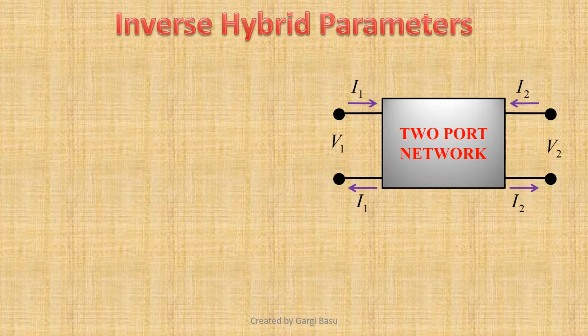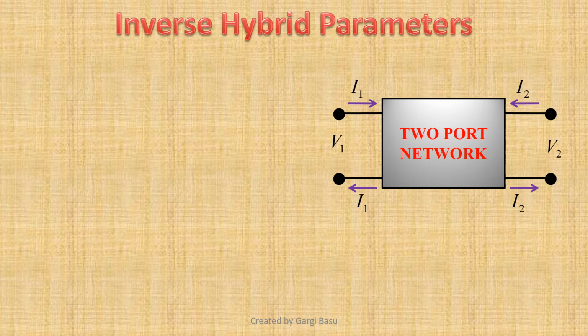Like hybrid parameters, inverse hybrid parameters are widely used in the field of electronics. They are often used to develop small signal models of transistors. They give us directly the voltage gain, current gain, and input-output impedances of amplifiers.